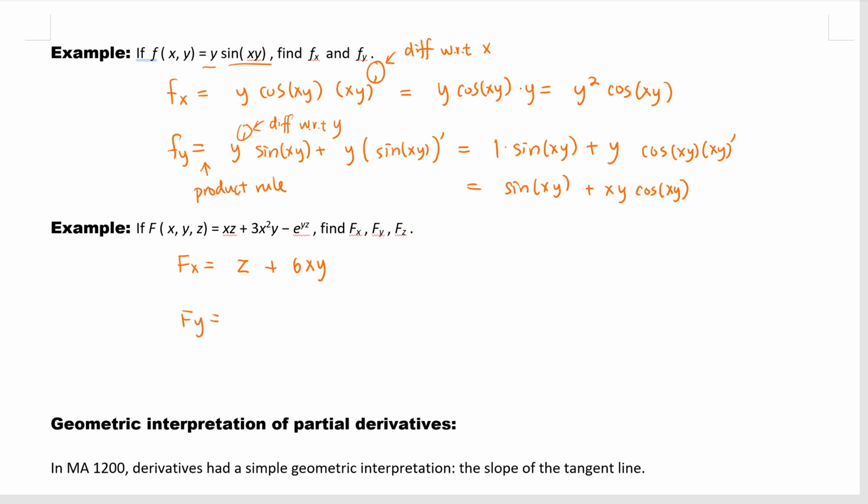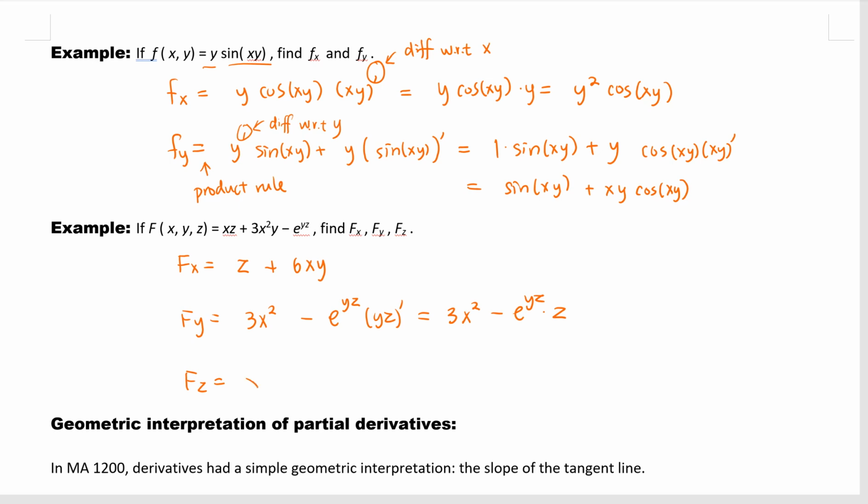Fy, yz has no y in it, so it's constant. Derivative is 0. And then we have 3x squared, derivative of y is 1. Oh, e to the yz. Okay, this is chain rule. E to the u derivative is e to the u times u prime, but this prime is taking the derivative with respect to y. So when we take the derivative with respect to y, then we have z. Okay, how about fz?